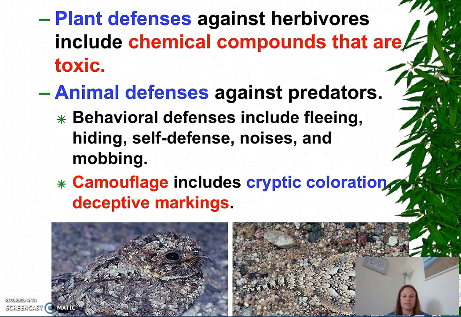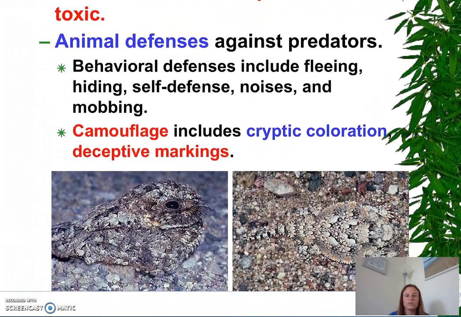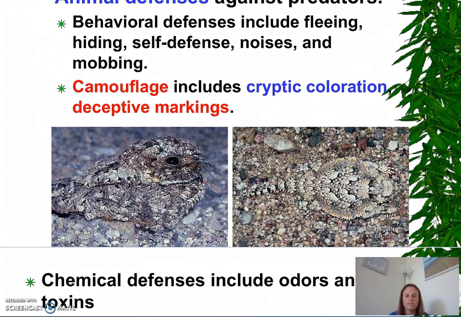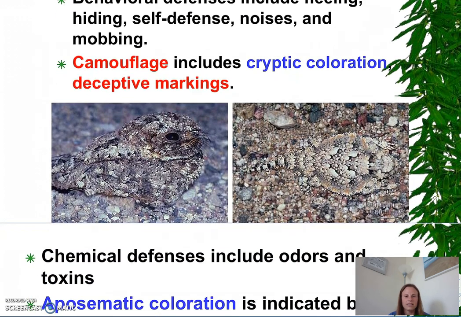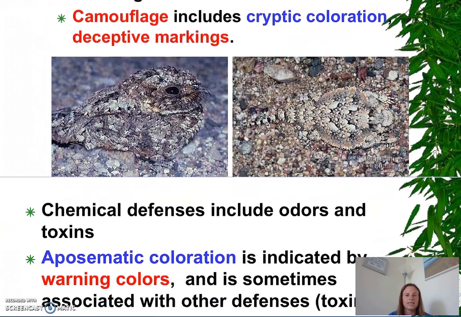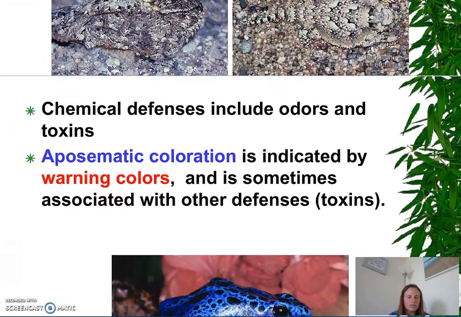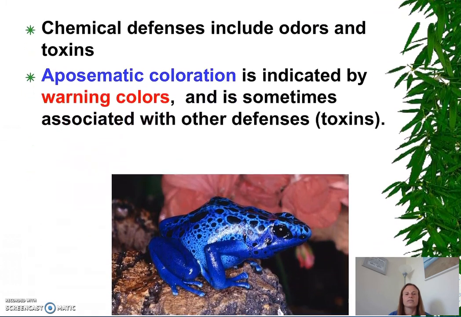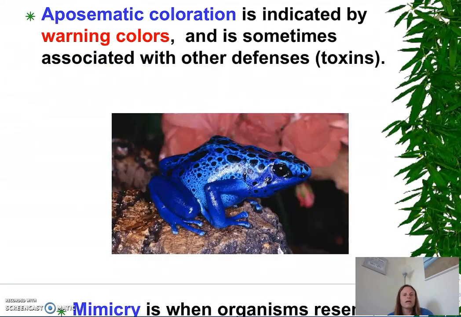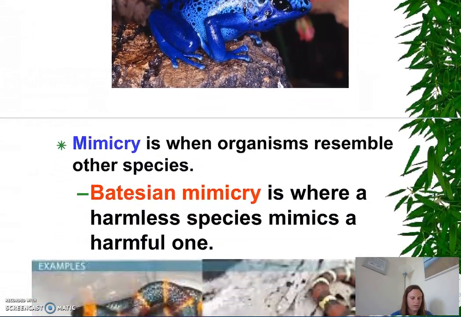Animals have many defenses against predators. They've got behavioral defenses such as fleeing, hiding, self-defense by making loud noises. Animals have camouflage, which can include cryptic coloration or deceptive markings. It's very hard to see these two organisms because they blend into their surroundings. Animals also have chemical defenses, odors, and toxins. Aposematic coloration is another defense. It's indicated by warning colors as seen in the bright coloration of this poison dart frog.